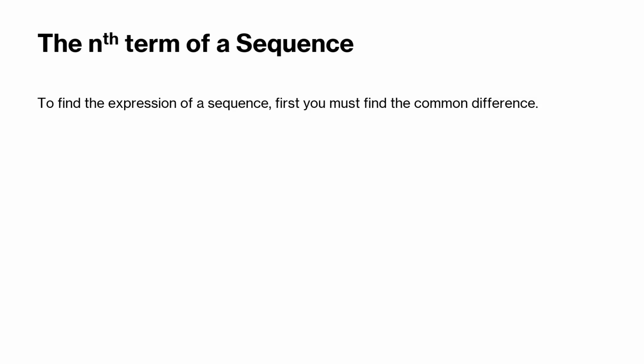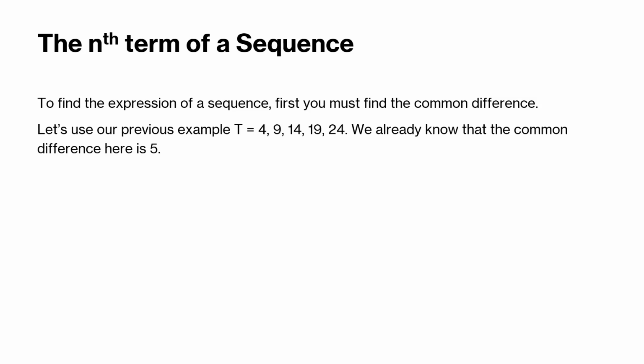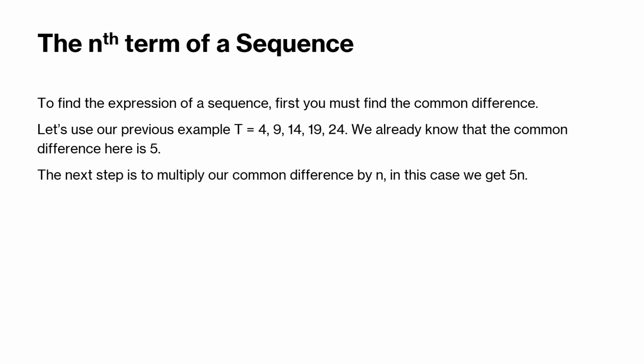Let's continue. To find the expression of a sequence, first you must find the common difference. Once again, we're talking about arithmetic sequences here, so it's a common difference. Let's use our previous example. T equals 4, 9, 14, 19, and 24. We already know that the common difference here is 5. We've discussed that previously. The next step is to multiply our common difference by n. In this case, just any n, and our common difference is 5, so we get 5n. That is the first part of our expression.